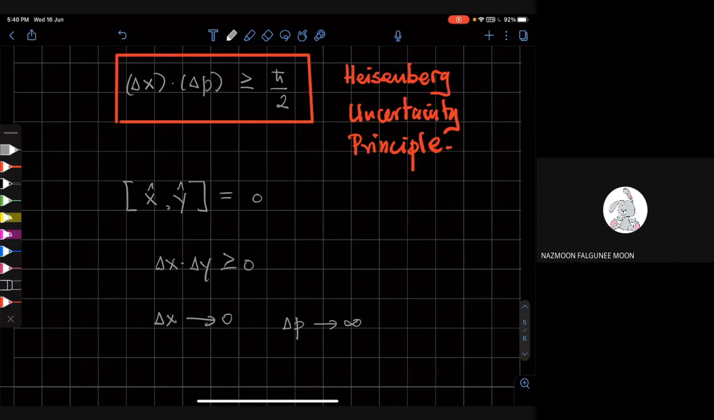Okay, any questions? Sir, does the anti-commutator have anything to do with this? No. Heisenberg? No. Oh, okay. The commutator has other applications, but it's not related to this.